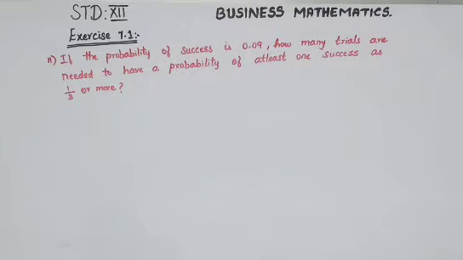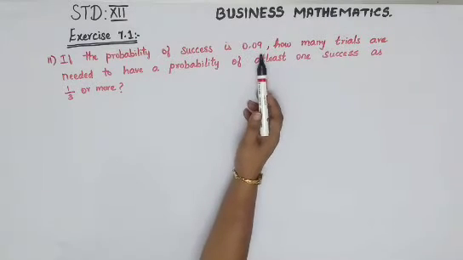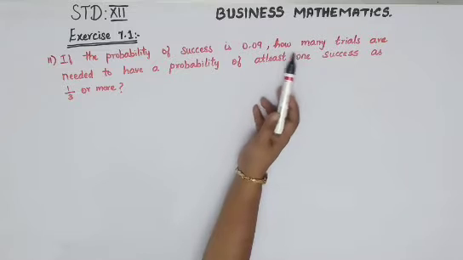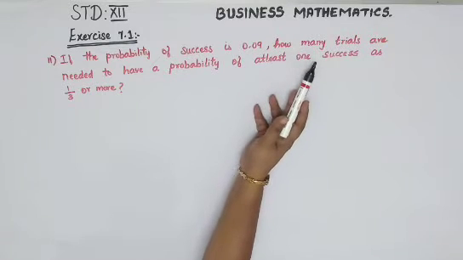Business Mathematics, Exercise 7.1, 11th question. If the probability of success is 0.09, how many trials are needed to have a probability of at least one success as 1 by 3 or more? So they have given you the success ratio as 0.09, and they are asking you how many trials, that is n, you will have to find.